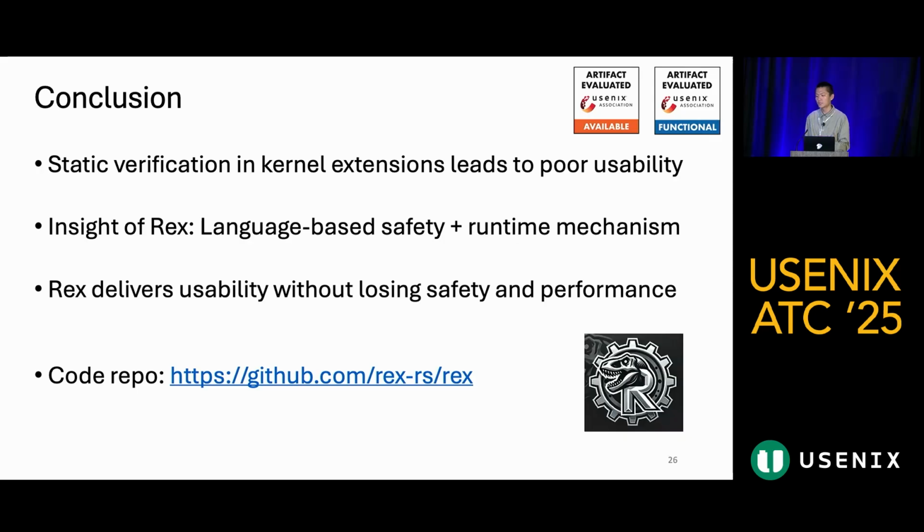To conclude, static verification in kernel extensions leads to poor usability and opens up a language-verifier gap. Our insight on closing the gap is that we can leverage language-based safety together with a runtime mechanism. We realized our design in Rex, and we found that Rex can actually deliver usability without losing safety and performance. And our code repo is actually open sourced.